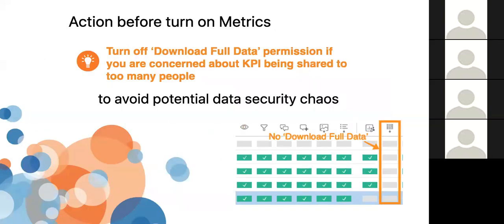All right. Again, I'm putting this together; I'm repeating myself, I know. Action before turning on metrics: turn off the download full data permission if you are really concerned about KPIs being shared with too many other people, to avoid potential data security chaos.